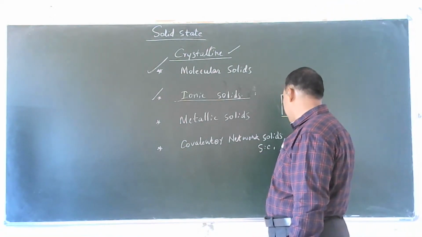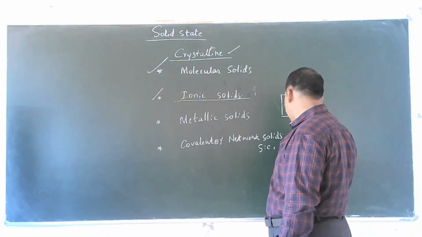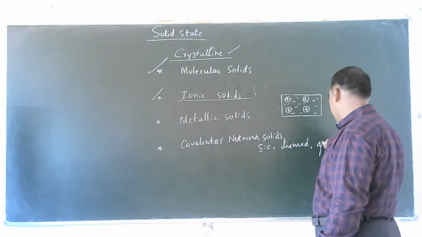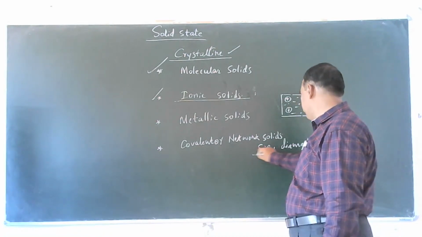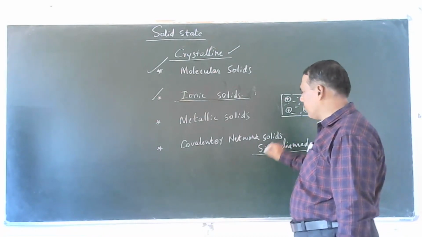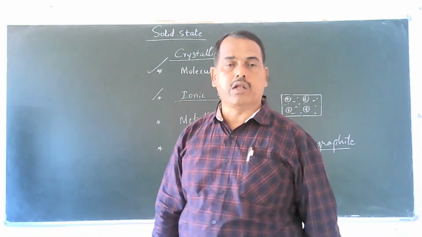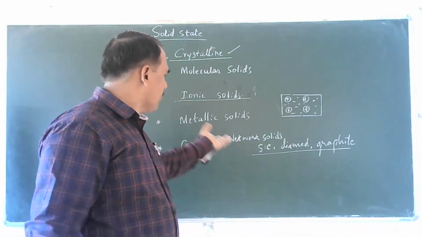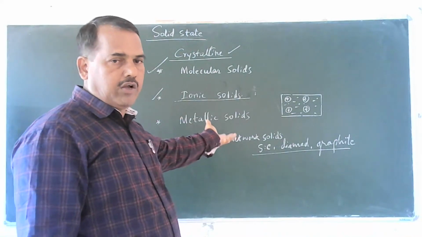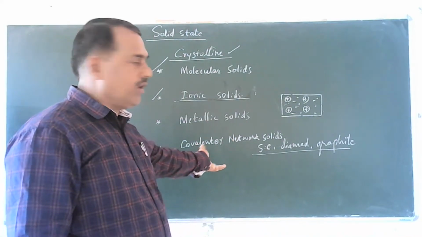Silicon carbide, graphite, diamond, and graphite. These are the particular examples for the covalent or network solid. Are they clear? So here, what is the binding force? It is nothing but a covalent bond.